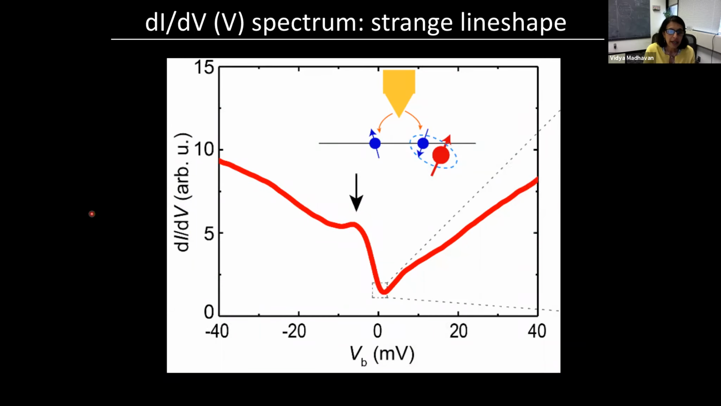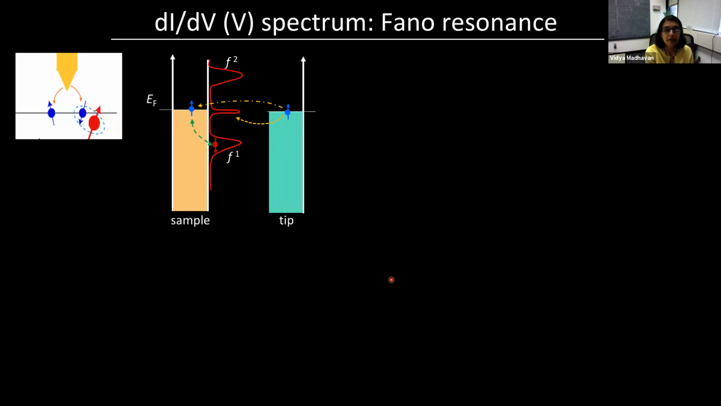So this is a dI/dV measurement. This is at 300 millikelvin, but this is over a pretty large energy scale. And what you see here is this strange feature. Zero for us is the Fermi energy of the sample, by the way. So you see this strange feature right at the Fermi energy. And the question is, what is this feature? And in fact, we know exactly what this is. This feature is due to a phenomenon called Fano resonance.